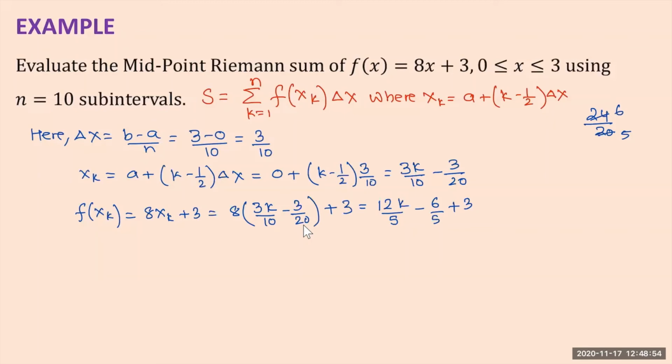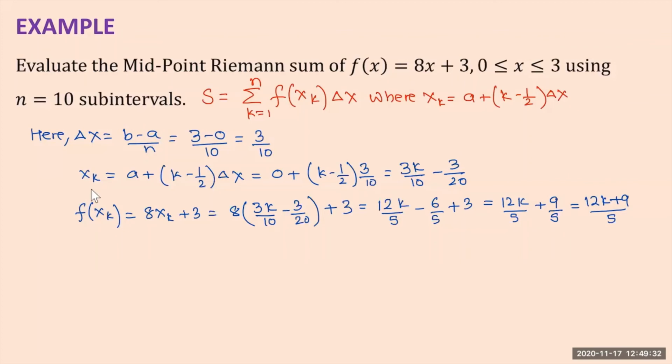Now, you can simplify this a little bit more. 12k over 5. And here, 3 minus 6 over 5. You may make a common denominator of 5. So if you divide this by 5, you also have to multiply by 5. That will be 15 over 5, because 15 over 5 is 3. And 15 minus 6 is 9. So that will be 9 over 5. And you can write that as 12k plus 9 over a single denominator of 5. That is your f of x k.